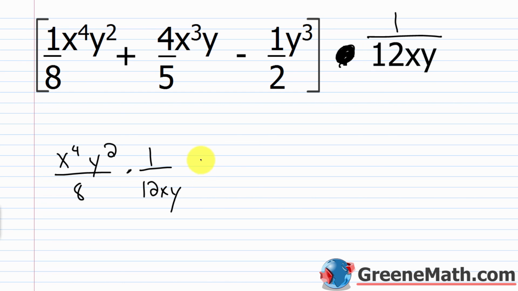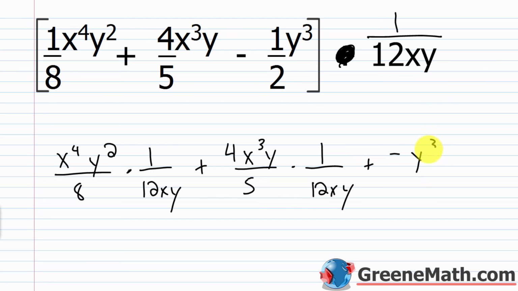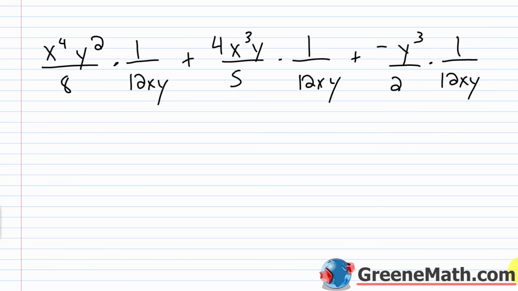All right, then plus. We have 4x cubed y over 5 times 1 over 12xy. Then we have minus. I'm going to put plus negative, we have y cubed, or you can put 1y cubed, doesn't matter, over 2, and again, times 1 over 12xy. All right, so let's take a look at this now. What can we cancel?